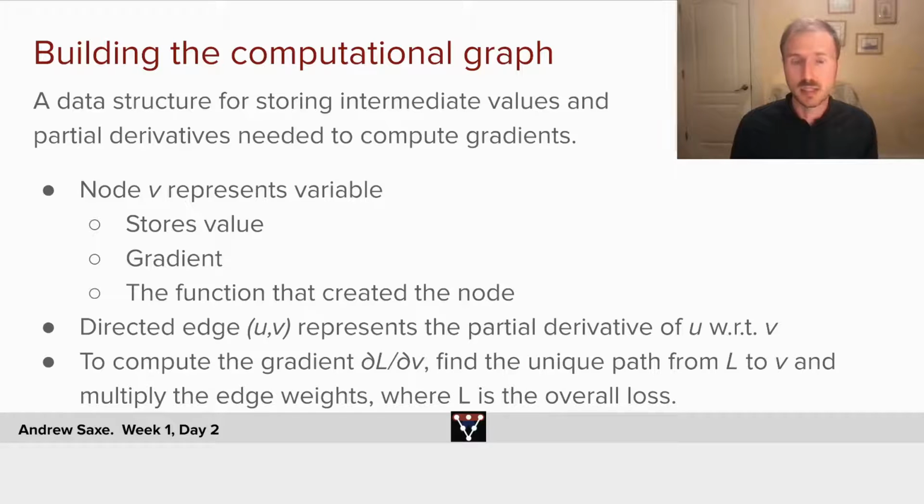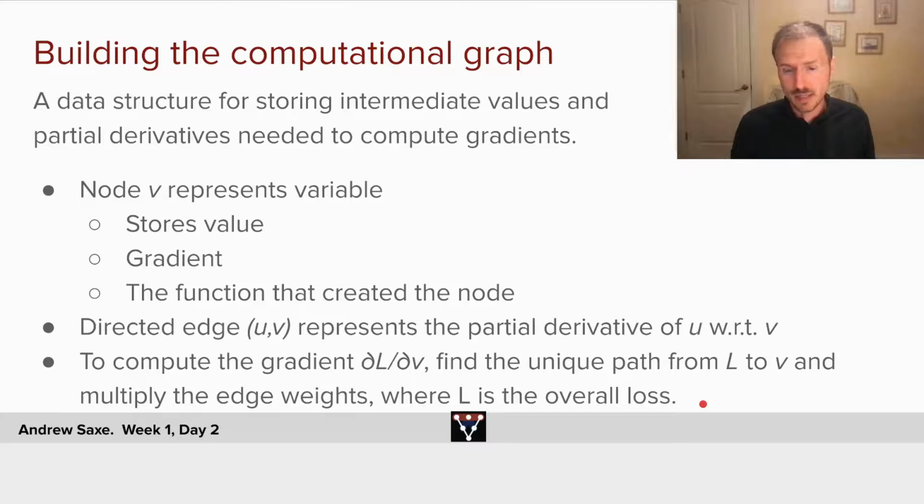And the way that it does this is simply by building up the computational graph you just saw. Again, that's a data structure for storing intermediate values and partial derivatives that you need to compute the gradients. In particular, every node in that computational graph is going to represent some intermediate variable. It's going to store the value of that variable, the gradient or partial derivative with respect to that variable, and the function that created the node, which is what you need to know how to do the derivative operation. And each edge in that graph, during the backwards pass, is going to represent the partial derivative of, for instance, one variable u with respect to another variable v. And then finally, to get the overall gradient of the loss, or the partial derivative of the loss with respect to just one of those nodes, you find the unique path from L to V and multiply the edge weights, and here L is the overall loss.